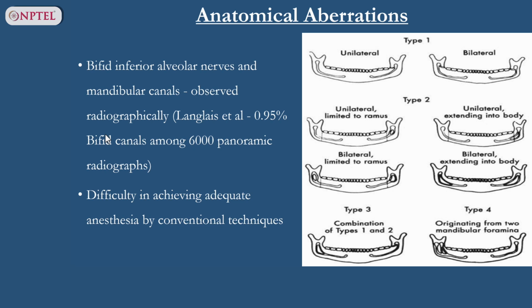There are certain anatomical aberrations as well. Bifid inferior alveolar nerve and mandibular canal have been observed radiographically by Langlais et al. And they have got clinical significance in local anesthesia, particularly difficulty in achieving adequate anesthesia by conventional technique.